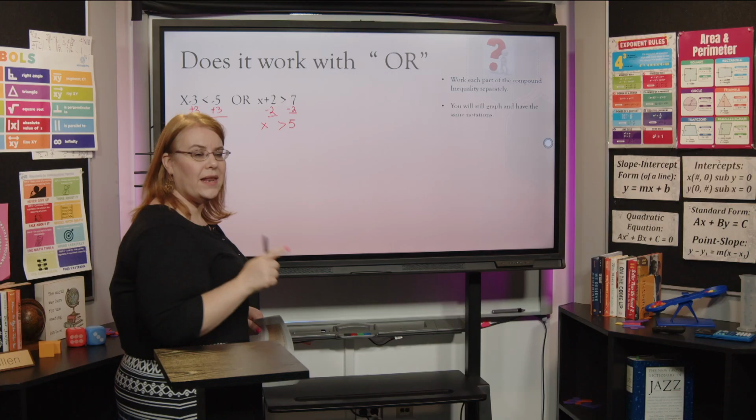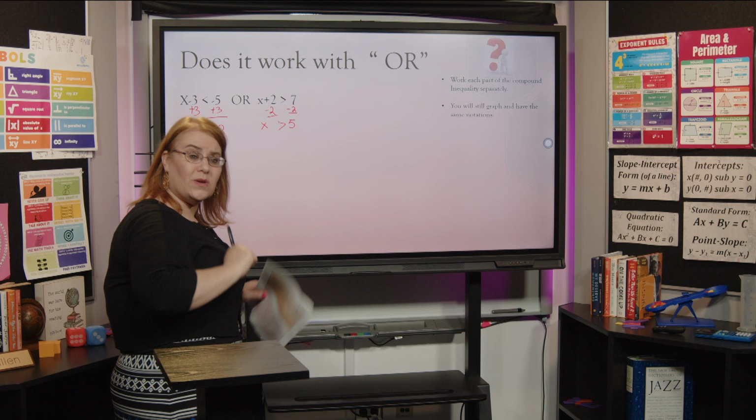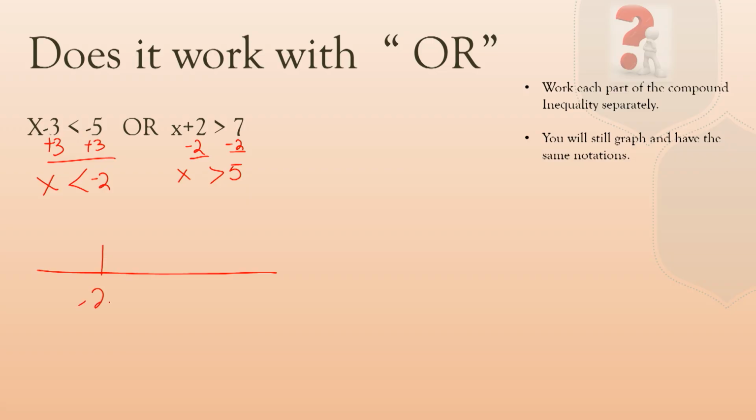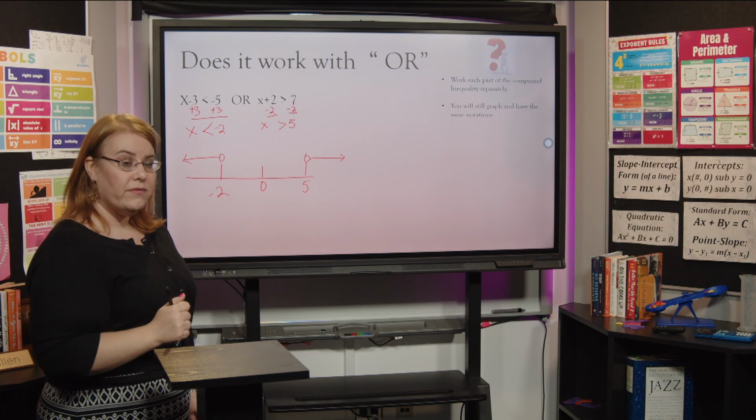Okay, so let's go ahead and graph these and see what this one looks like. All right, so I'm going to have negative 2, 0, and 5. I have open circles at both. Now it says that my variables, my unknowns, are smaller than negative 2. And it says that my unknowns or my variables are bigger than 5. So does your graph look like my graph?